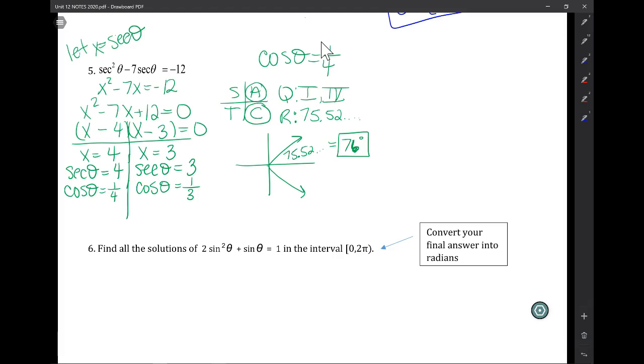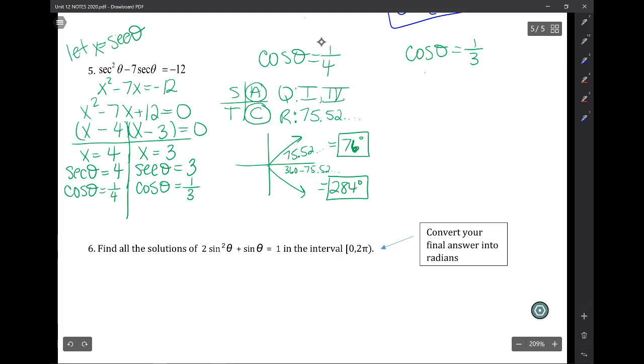The other one would be 360 minus 75.52..., and that would round to 284. All right, so that's half the question. The other half is cosine of 1/3. So we pretty much repeat that whole process over again, but this time it's 1/3. Again, 1/3 is positive, so we are going to be finding an angle in quadrant 1 and quadrant 4 that would satisfy that.